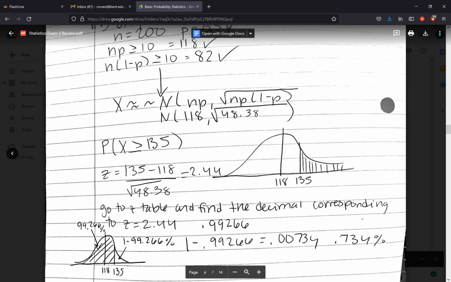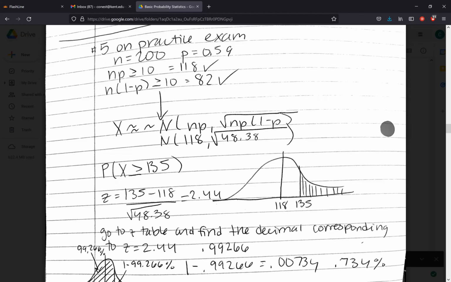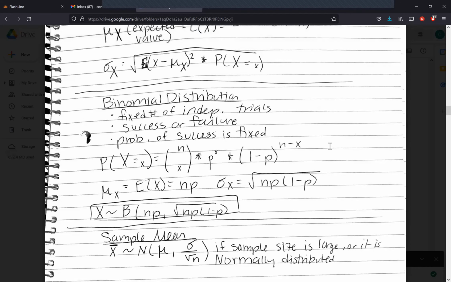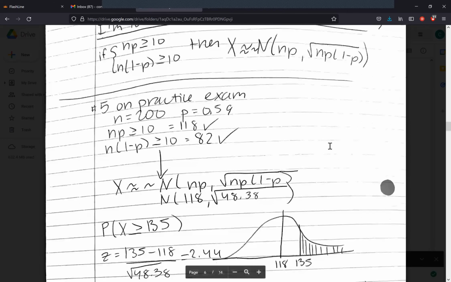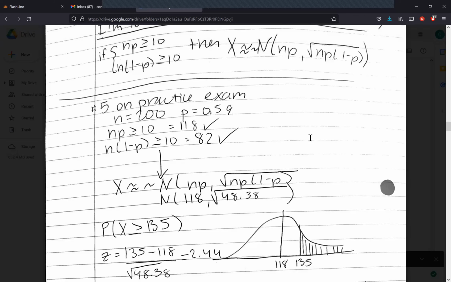Now, if we had done this with regular binomial distribution, we would have had to do the probability that x equals 135 plus the probability that x equals 136, and we would have had to add all of those up until we got to 200. And again, if you go back to the distribution, we would have to do n choose x, et cetera, a bunch of times, and that's just too much work. So if we have these conditions met, then we can just approximate it and it's a lot easier.